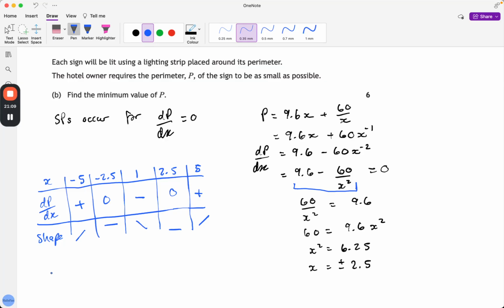So at the very end, you want to say that your minimum value of p occurs when x equals 2.5. Nice, okay. Technically as well, you could have disregarded your negative 2.5, because we're talking about perimeter here and the length of something.